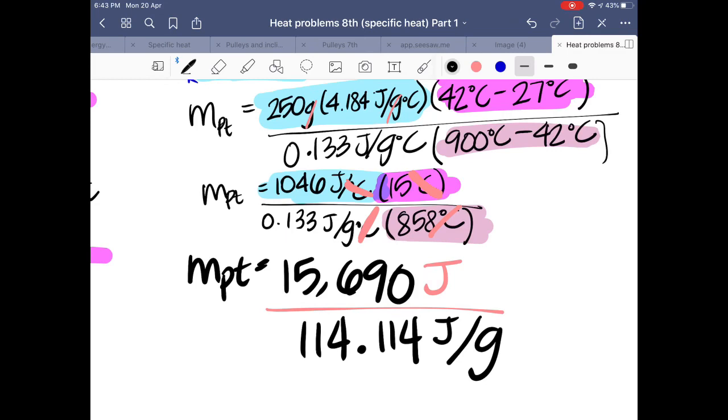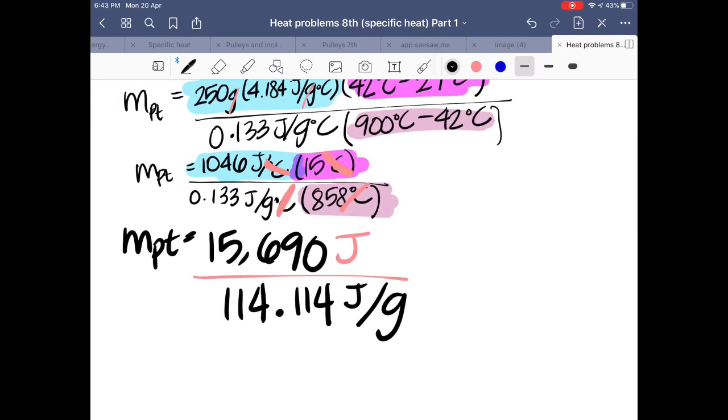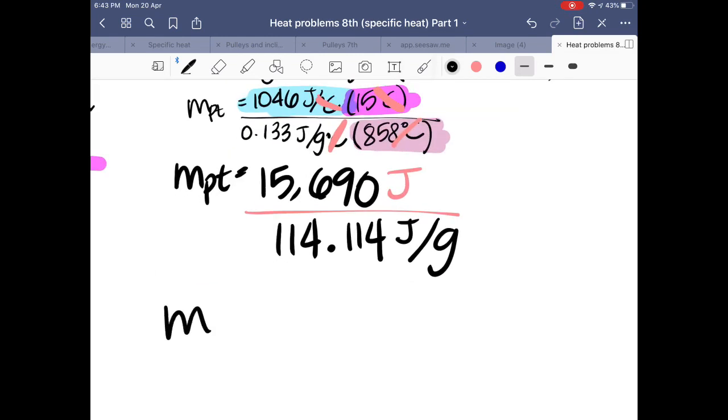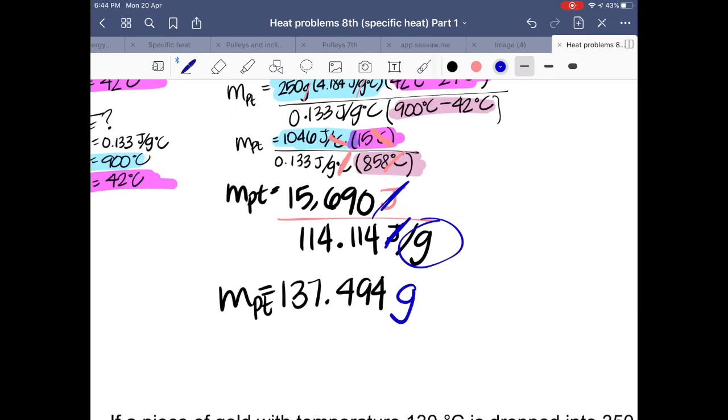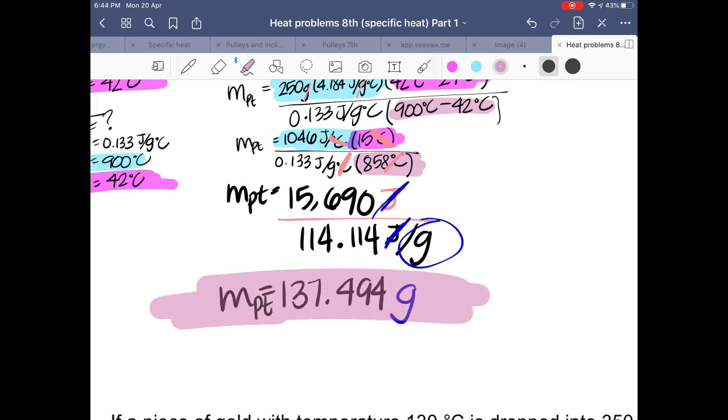The next part is just divided. So 15,690 divided by 114.114. I repeat, put all of your decimal points, or at least 3 or 4. If you have 7, you don't need to put the 7 of them. Mass of platinum equals 137.494. You will cancel joules with joules, and your answer is in grams. And this would be the answer of this type of problem.